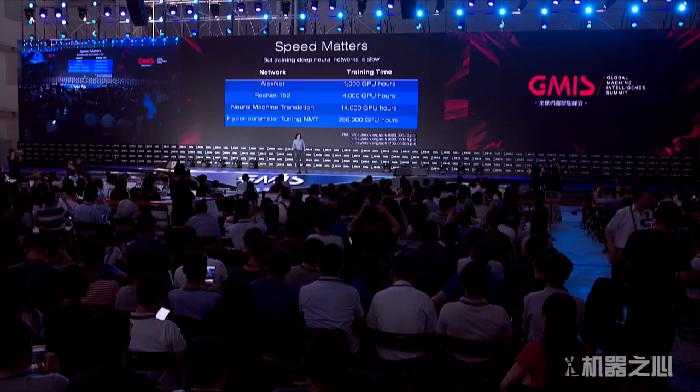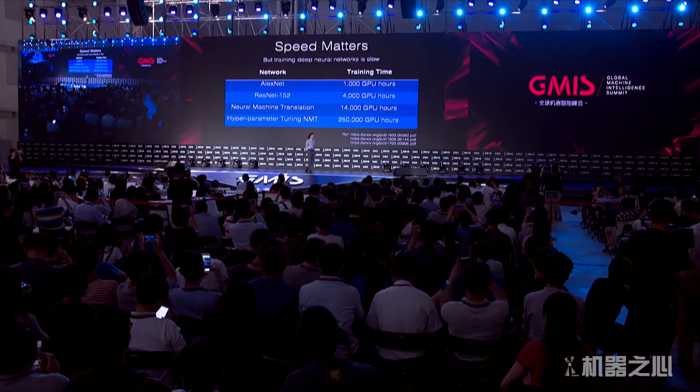Whereas there was recently published a comprehensive sweep of hyperparameters and model architectures to tune neural machine translation, and that clocked in at 250,000 GPU hours. Now, clearly, you can't have your researchers waiting for 250,000 hours to get the results. It's just impractical. These workloads need to be spread out across a fleet of machines to get results done at any speed.